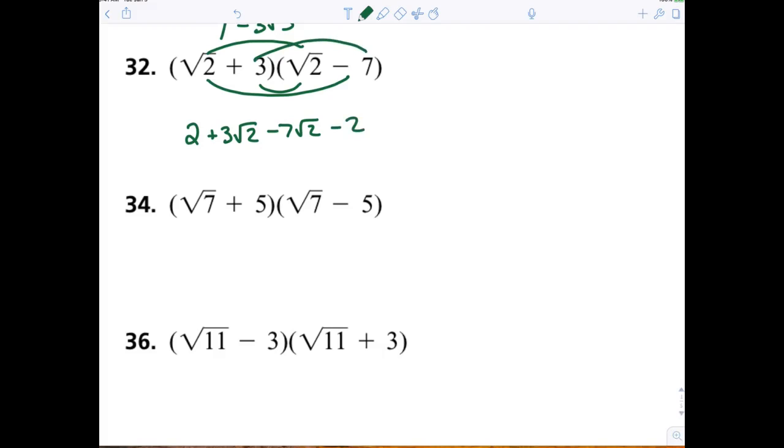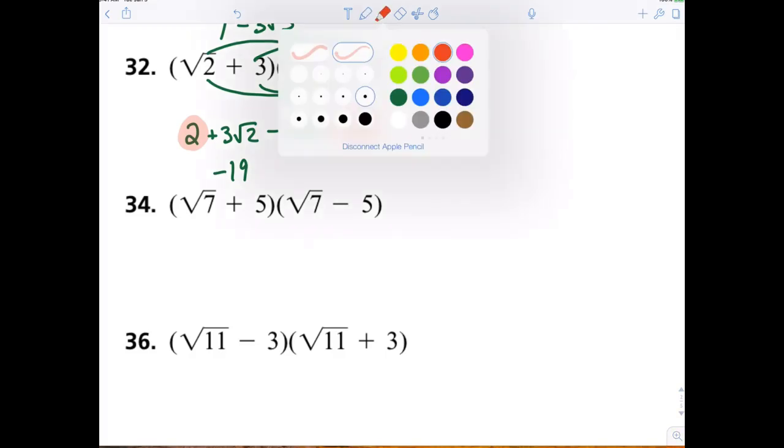Minus 21. All right, now we're going to combine terms. Read this number. 2, which is negative 19. Now we're going to do the other one.